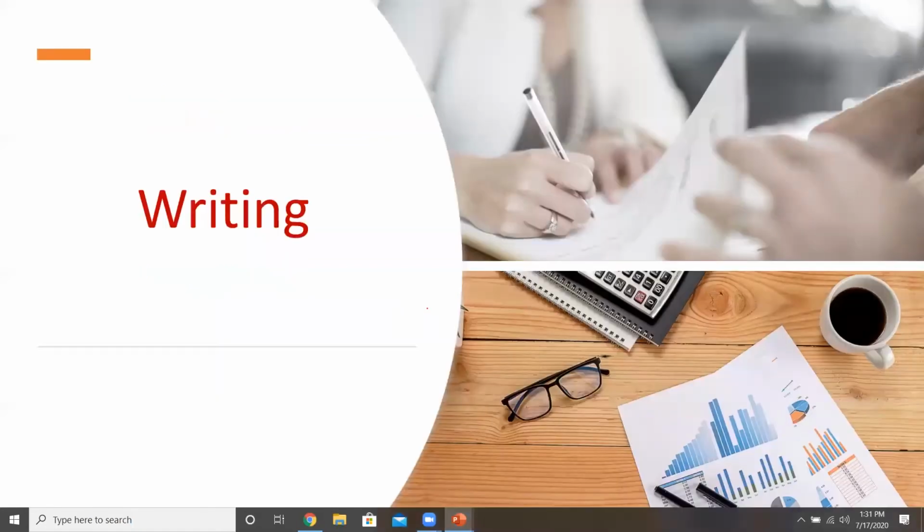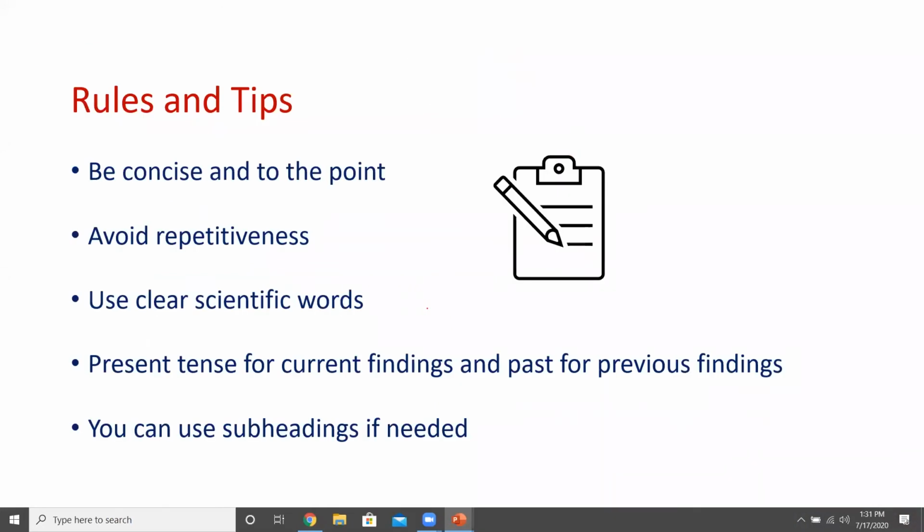Yeah. So now writing. Rules and tips. Number one, be concise and to the point. This is one of the important, like it sounds easy, but people actually forget about it. And once you start writing, some people just keep on writing. And there's this opposite kind of people that will start writing and be like, oh no, I want to be very concise and I'm not going to write a lot of ideas and just end up writing very few information. So you have to be in the middle.